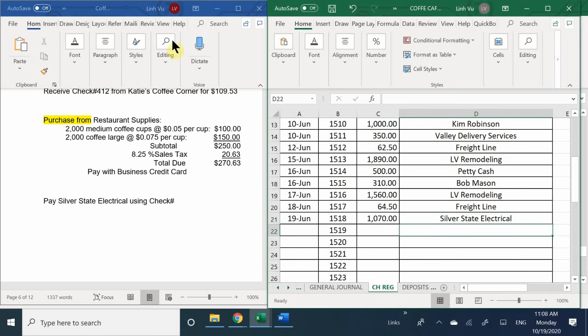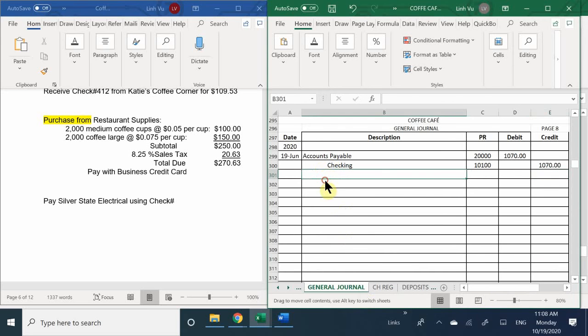Right, good. So back to my journal now. I'm going to indicate, well, who's my vendor? Silver State. Silver State Electrical. Okay. Invoice number. Do you guys remember what it was? 3351. And I wrote a check number. And what was that check number? 1518. Okay, so now I've completed my journal.